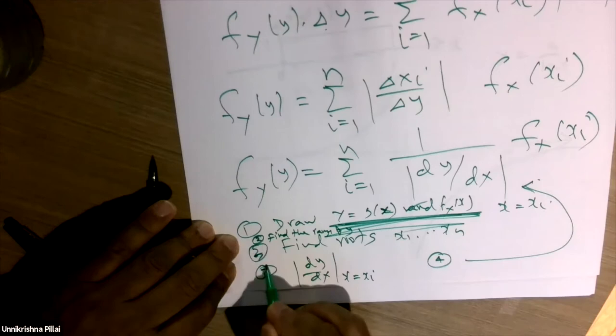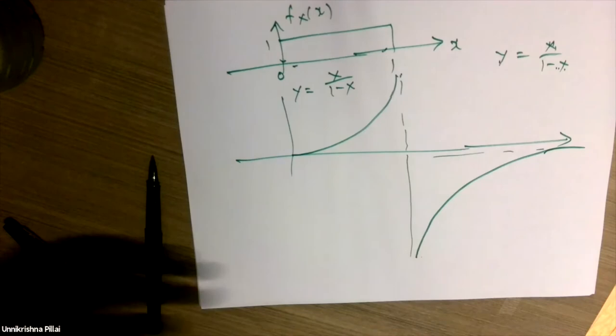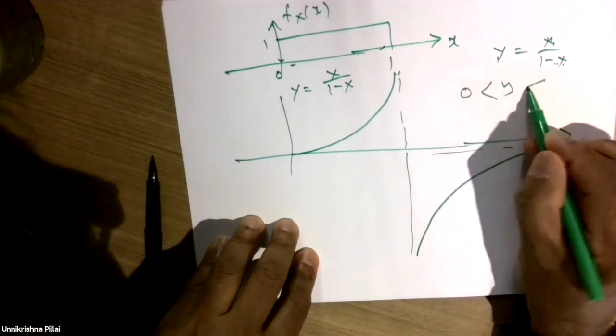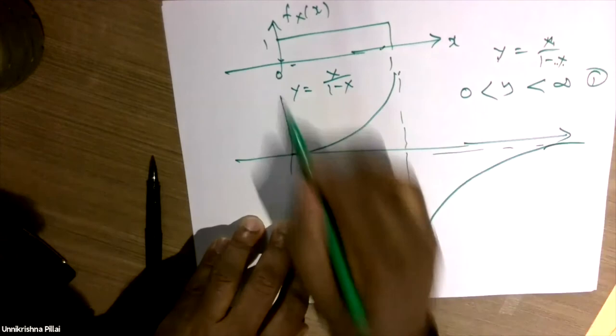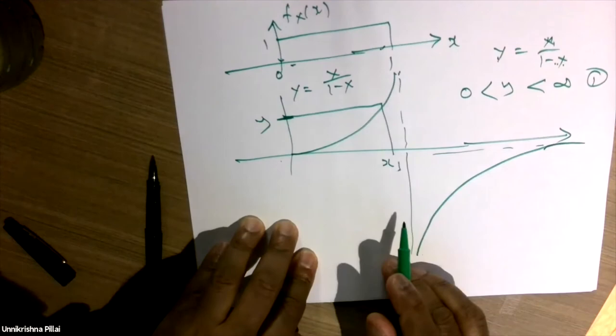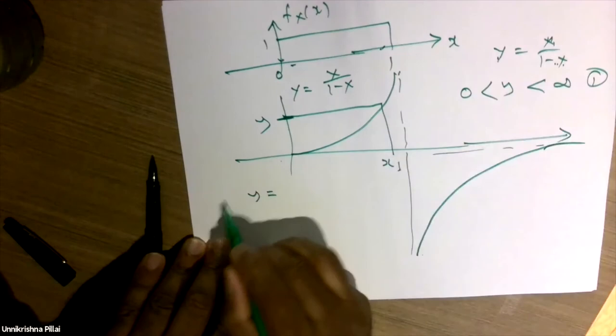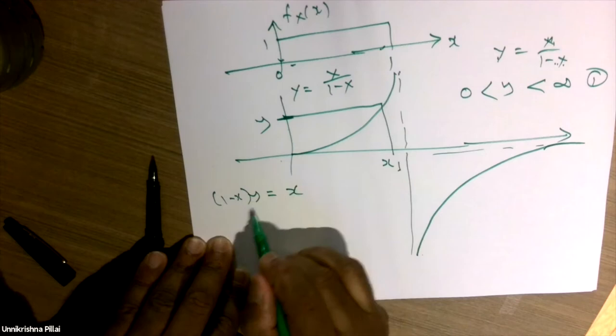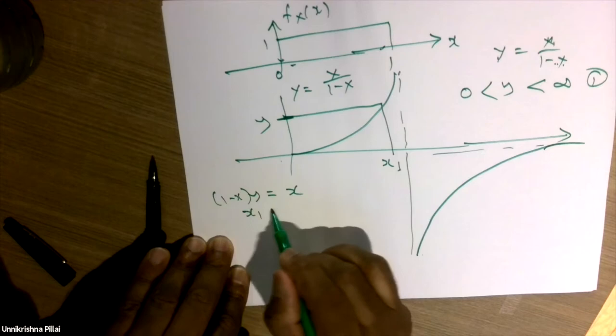Step 3 is finding the roots. What did you say? Y goes between 0 and? So this is step 1; we did step 1. Let me pick up a y between 0 and 1. So I picked up y here. Where is the root? Once you have the graph, it's easy. I only see one root. So let's solve for the root. Y is fixed, so y multiplied by 1 minus x is x. You have to solve for x1. So x1 is y over 1 plus y, right? Yes?